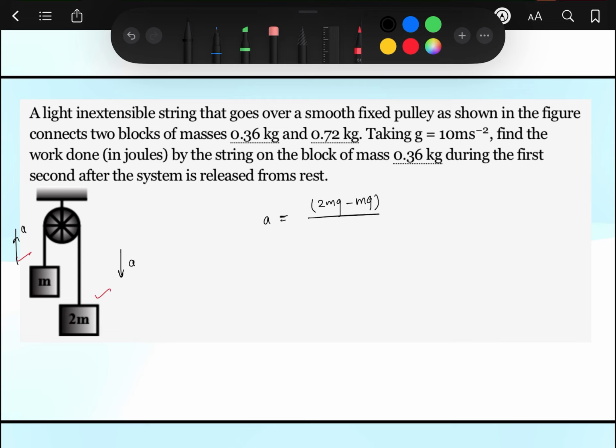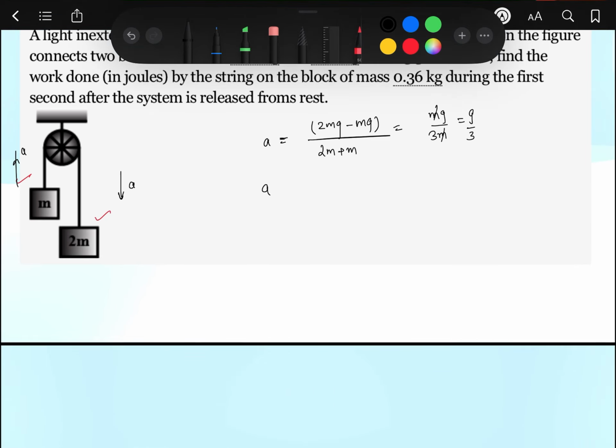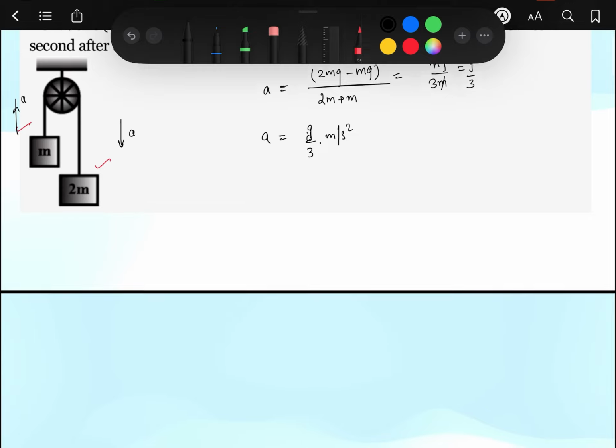This is the net pulling force divided by total mass, that is 2m plus m. So this will be equal to mg divided by 3m. m will be cancelled out and this will be equal to g by 3. So acceleration of the system we are getting here is g by 3 meter per second square. We will substitute the value of g later.